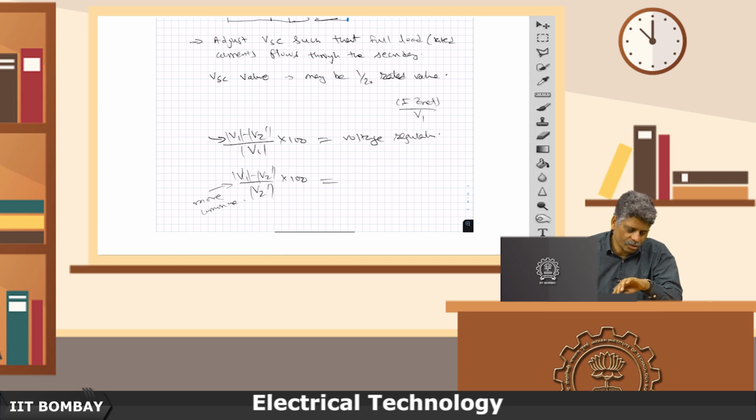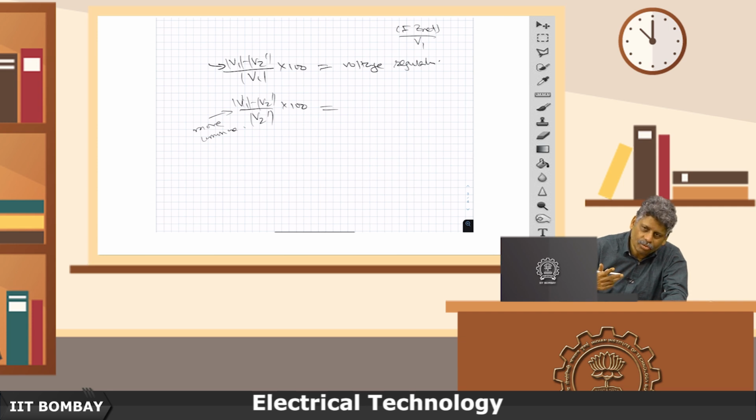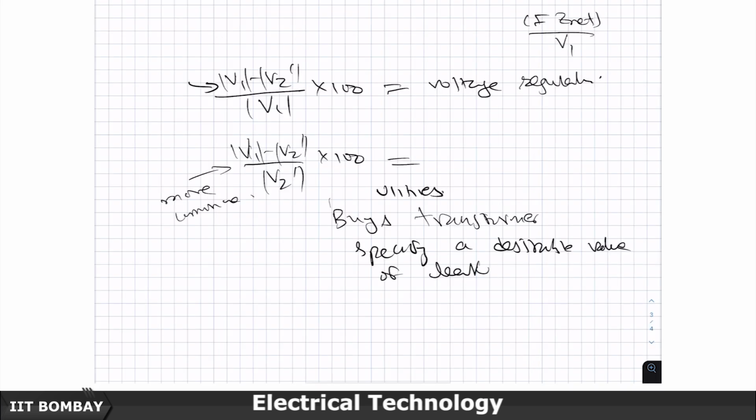But that is not what is usually done, because even the person who buys the transformer, the utility, for example, a distribution company which buys this equipment, also specifies a desirable value of leakage reactance stroke impedance.